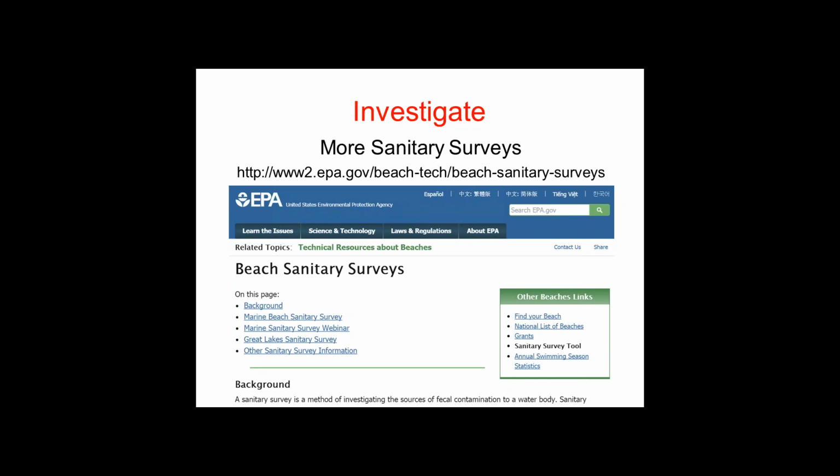Typically, at least in Michigan, most of our beaches are fine all by themselves. The problem that we have is that there's either going to be a storm drain or a creek or a ditch or a river that comes out alongside our beach. And that's where the storm water is traveling to our beach where we have some contamination. So here's where you want to go for some more information on sanitary surveys.